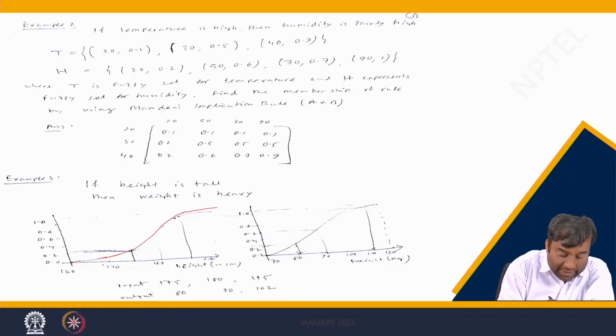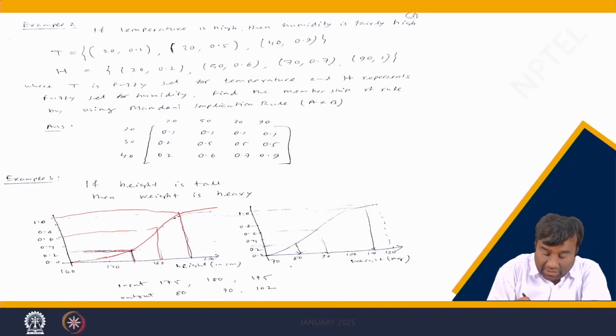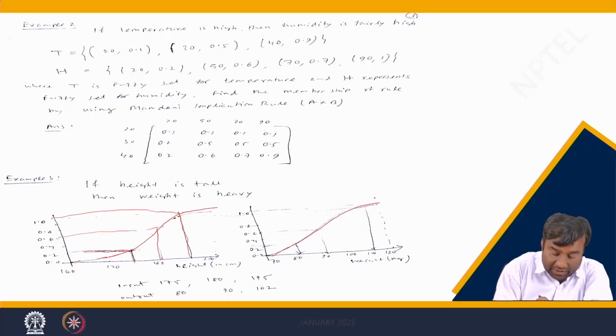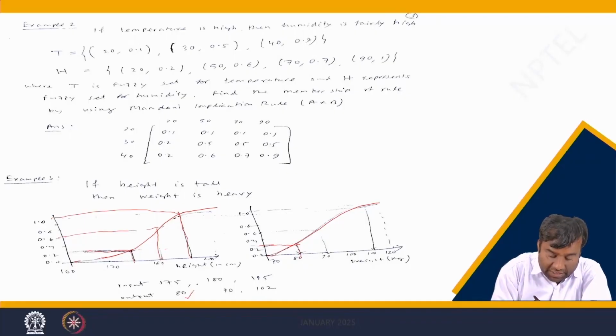So here the height is 170, so the membership value 0.2 is something like 175, then this is 180, where the membership is something like 0.6, and 195 is 1. That is represented by height. Now this fuzzy set represents weight, but here the input is 175, so take the membership value 0.2. Here also you take the line 0.2, here it cuts at 80, so the output is 80.